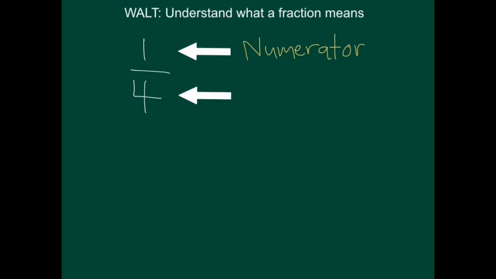We are learning to understand what a fraction means. Okay, let's start with a simple fraction, and let's start with 1/4. Now you see in this fraction we've got a top number and a bottom number, but they've actually got fancier names. The top part we call the numerator, and the bottom part we call the denominator.